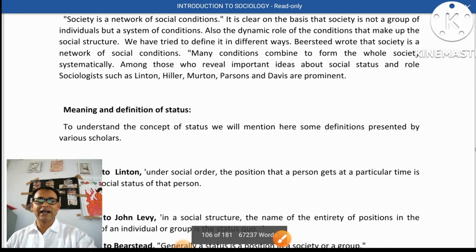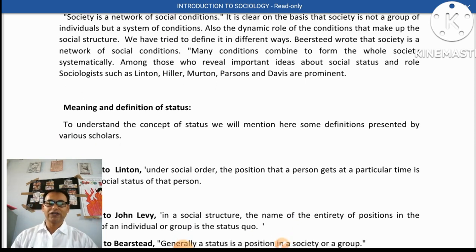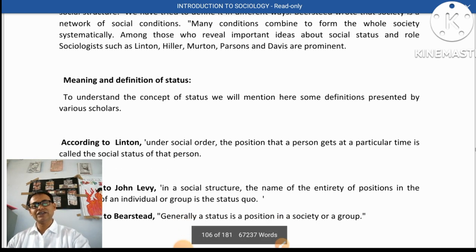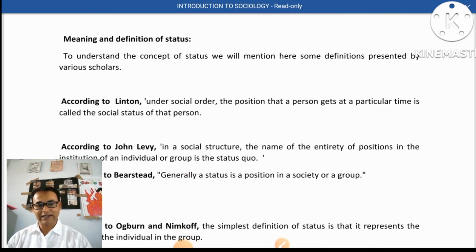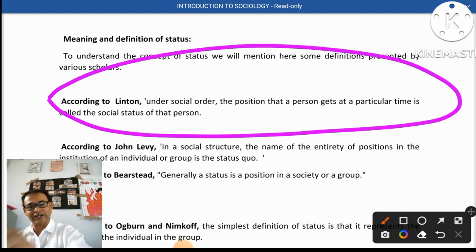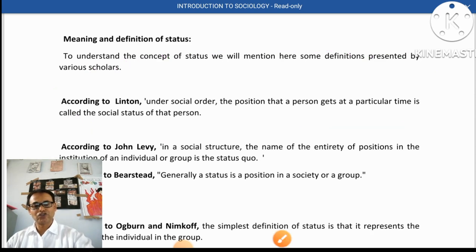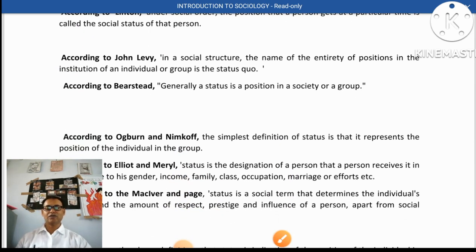We have tried to define status in different ways. Bierstedt wrote that society is a network of social statuses, and to understand the meaning, we can look at definitions of status by various scholars. Ralph Linton, very popular, first described status and role. According to Ralph Linton, under the social order, the position that a person gets at a particular time is called social status.